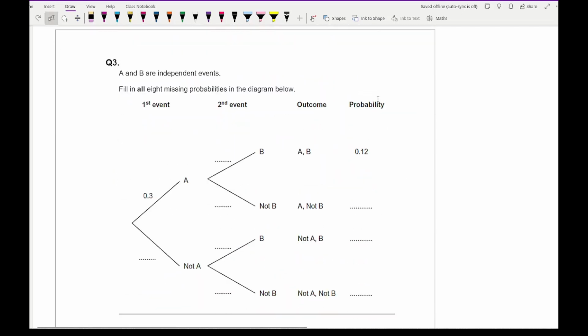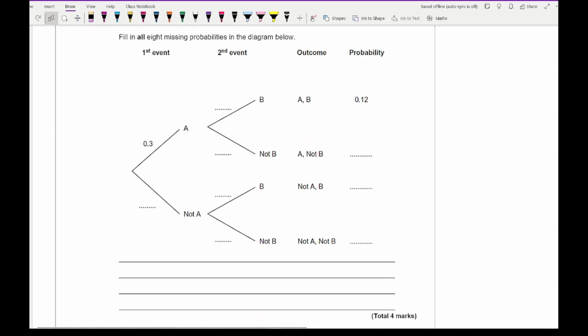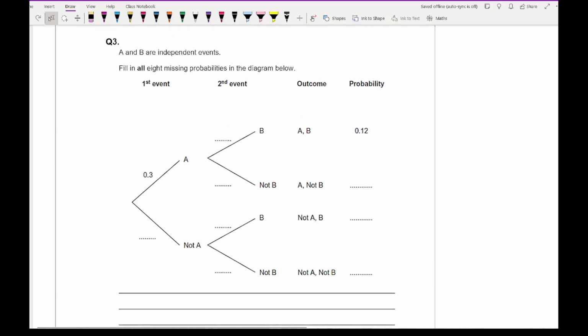Then moving on to question 3, it says that A and B are independent events, and it says fill in all 8 missing probabilities in the diagram below. So what we know about probability trees is that each set of branches has got to add up to equal 1. So this branch here plus this branch here has got to add up to 1, so that means that this must be 0.7.